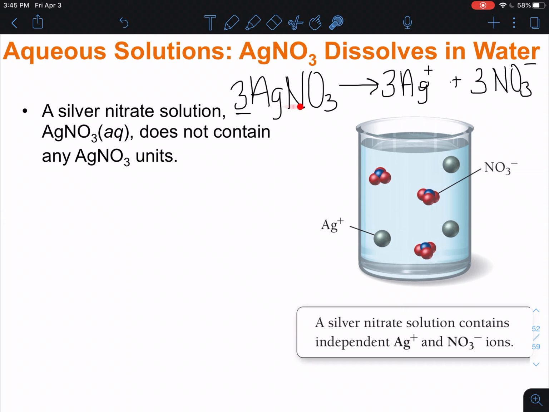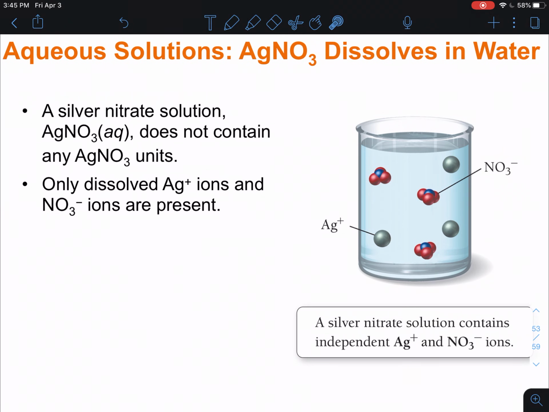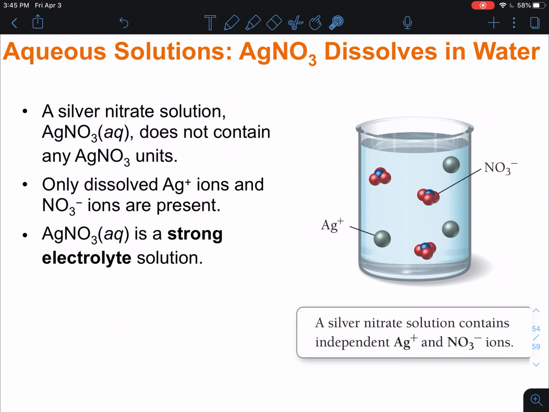I'm just showing you that you have a salt, silver nitrate, but then when you make a silver nitrate solution, such as AgNO3 subscript AQ, it dissociates completely. There's no remaining AgNO3 units. They all break apart. So only dissolved silver ions and nitrate ions are present. Again, this is also because it dissociates completely. It is a strong electrolyte.